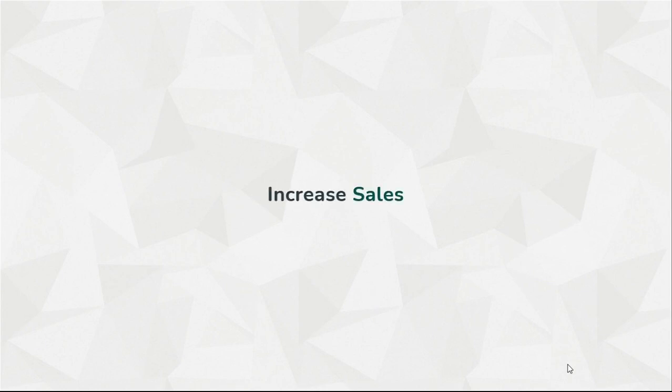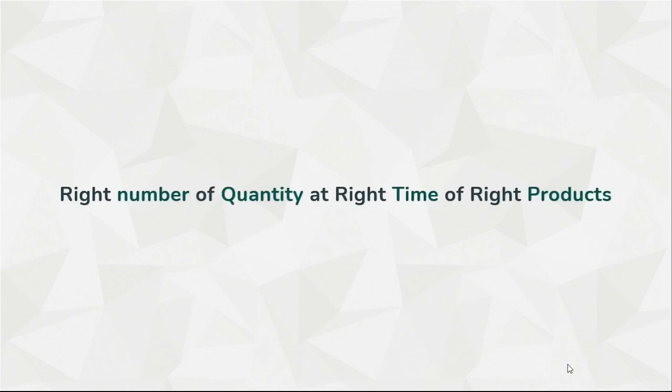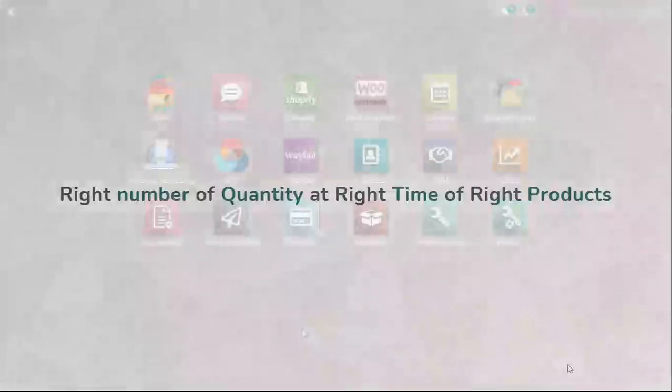Thus, increase sales and achieve optimum profit margin in your business by placing the right quantity at the right time of the right products. So let us now switch to Odoo and see how this out of stock analysis report in the solution is beneficial to avoid out of stock nightmares in my business and increase profit margin.